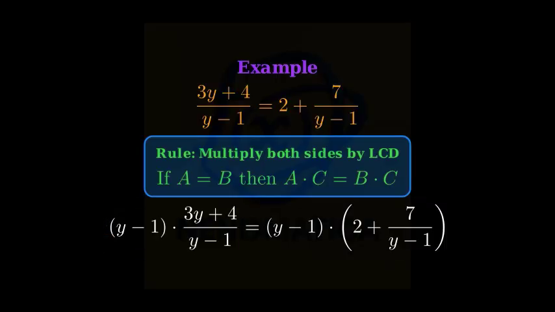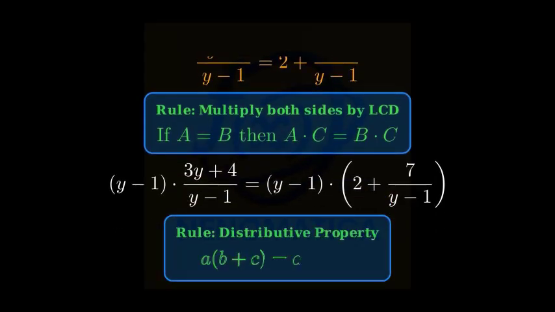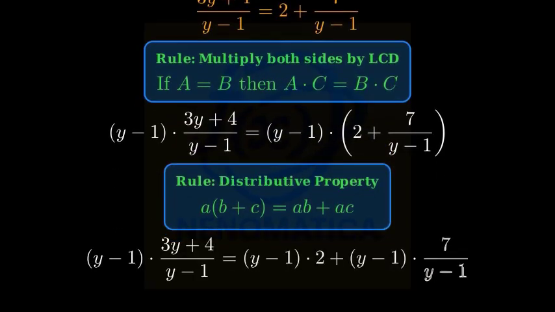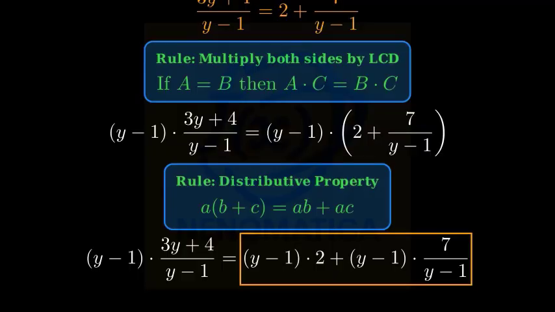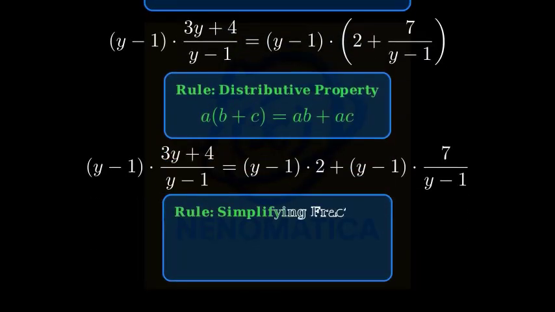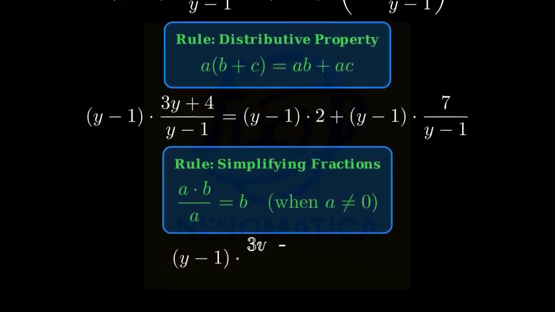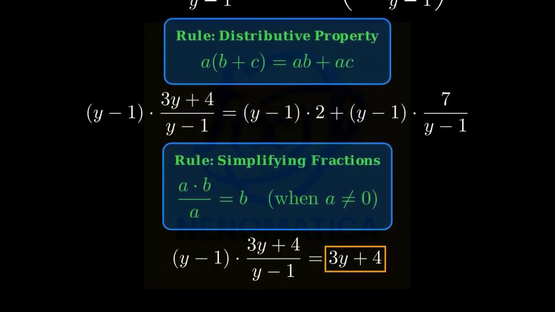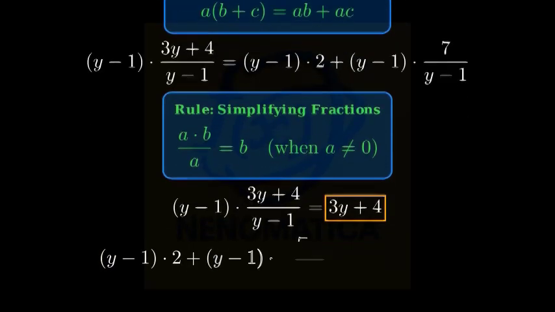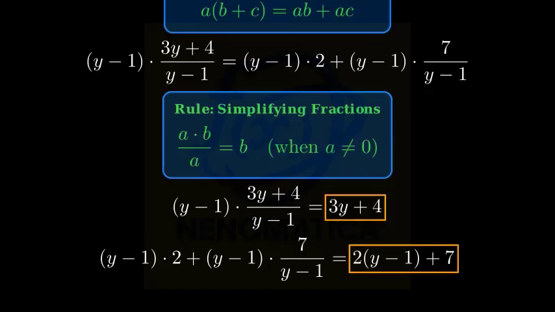Now, let's distribute the y minus 1 on the right side of the equation. We multiply y minus 1 by 2, and we also multiply y minus 1 by 7 over y minus 1. Let's simplify both sides of our equation. On the left side, y minus 1 cancels out with the denominator, leaving us with just 3y plus 4. On the right side, we have 2 times y minus 1, which is 2y minus 2, and 7 times y minus 1 over y minus 1 simplifies to just 7, since the numerator and denominator cancel out.